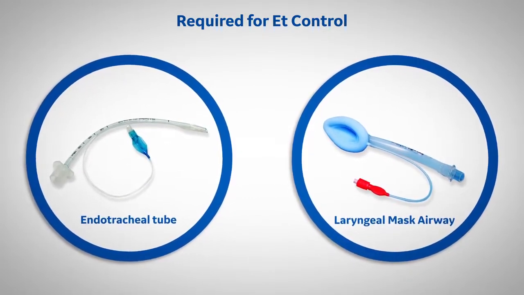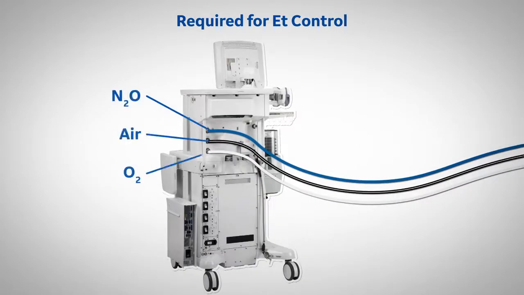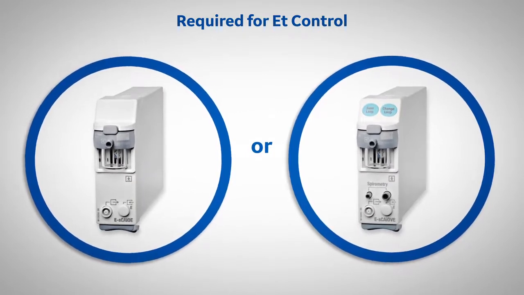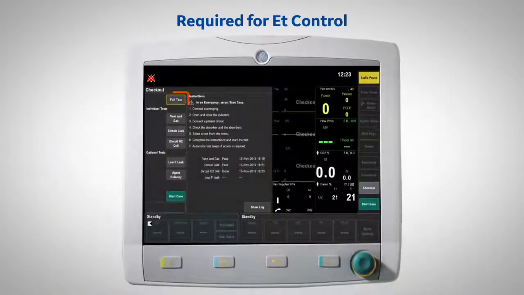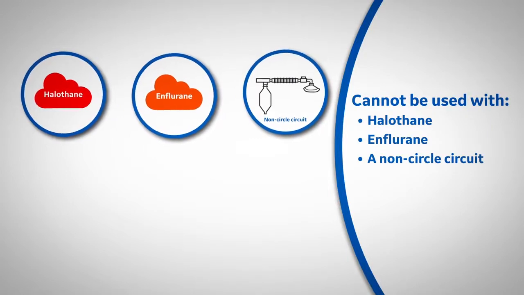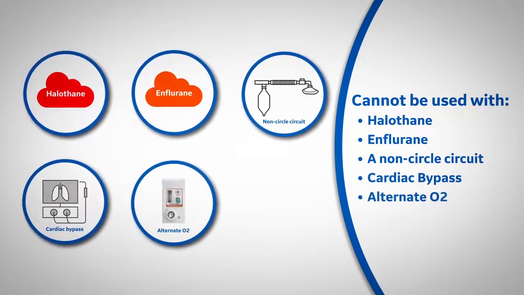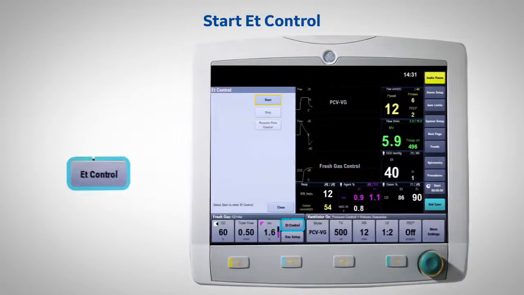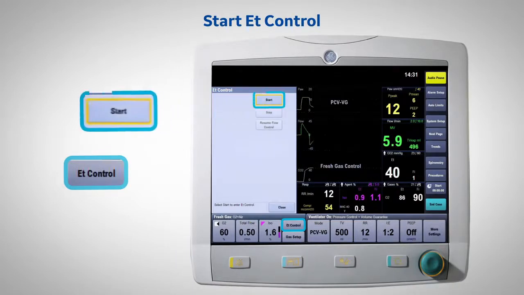should be used. The Aisys CS2 anesthesia delivery system should have a supply of oxygen and balance gas to enter end-tidal control mode. A CareScape airway module with end-tidal control capabilities should be installed and warmed up. A full test checkout should be completed prior to use. It is important to note that end-tidal control cannot be used with halothane, enflurane, a non-circle circuit, cardiac bypass, alternate O2, and air-only modes. To enter end-tidal control, select ET control from the fresh gas panel and select Start.